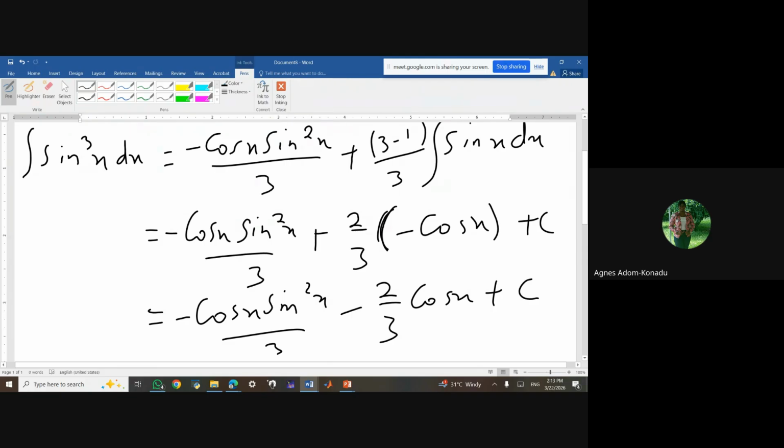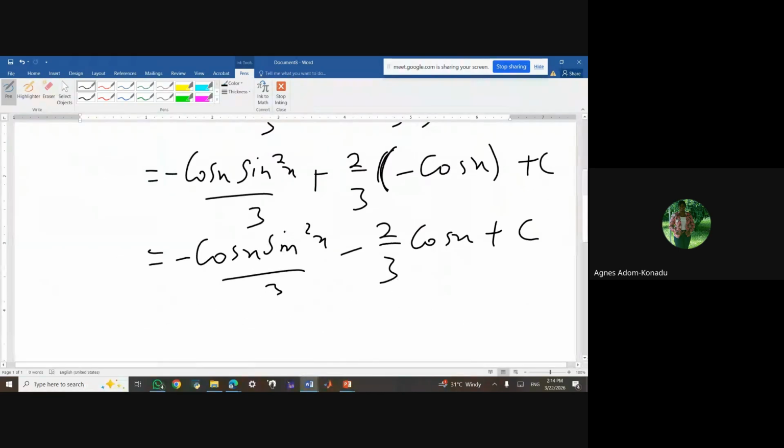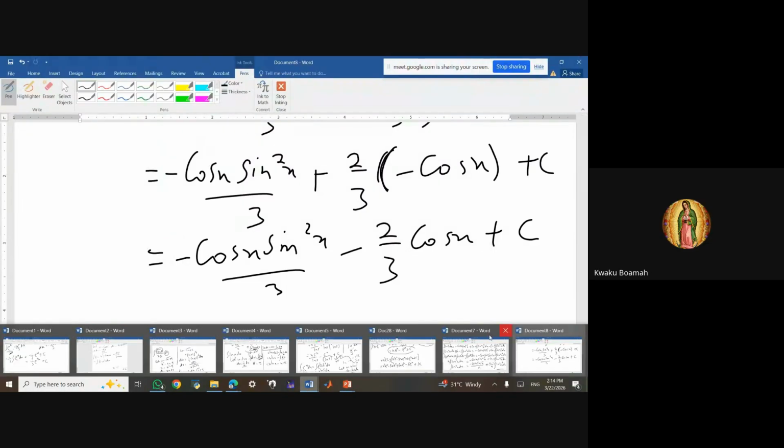So we've been able to apply that reduction formula. You can have your n to be 5, 7, 4, any value, and you should be able to apply it to solve. The application is not difficult, but the proving.